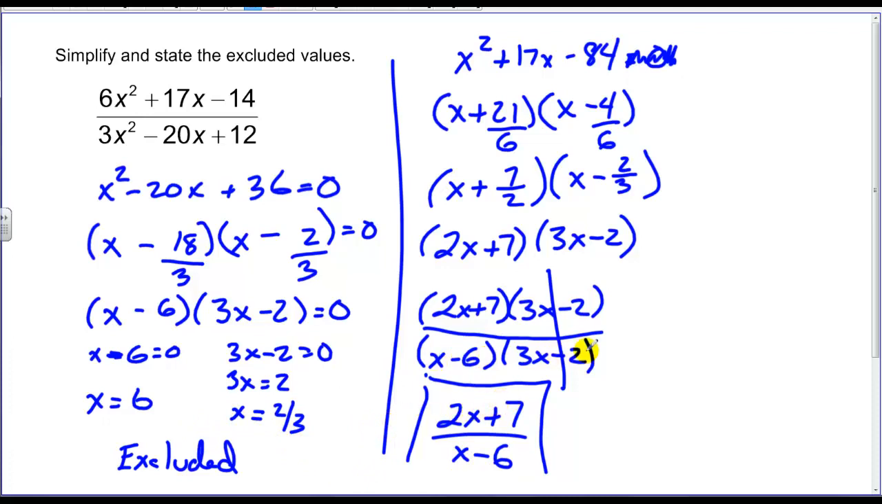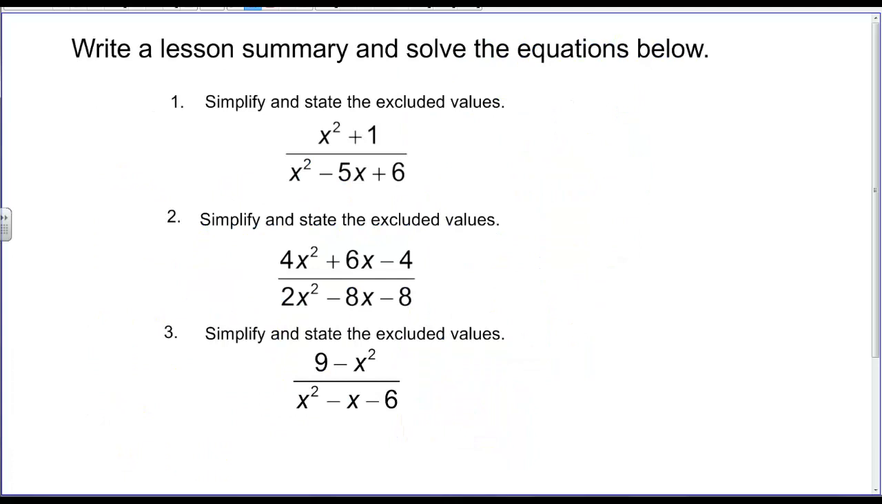Quite a bit of stuff. Again, we're reinforcing our factoring. We're going to be doing this for at least another week, or things like this. So let's make sure we get our factoring down. Write your lesson summary, solve the equations below, or simplify the expressions, and we'll talk about this more tomorrow.